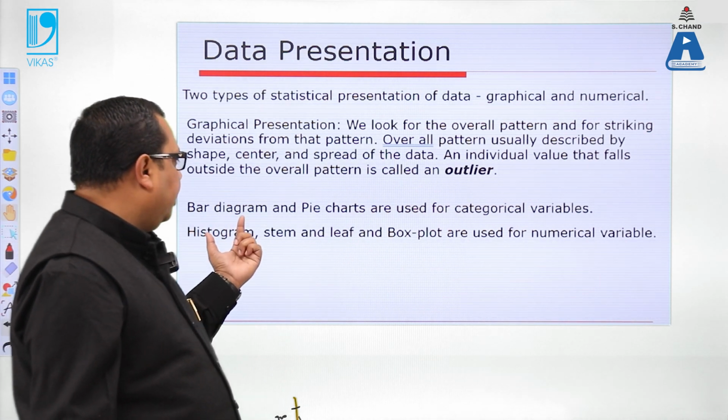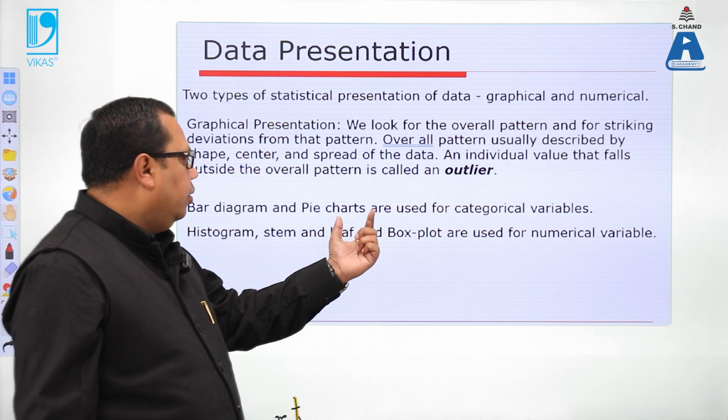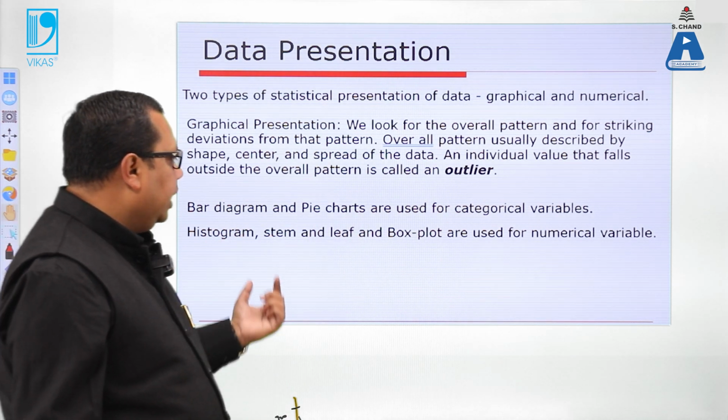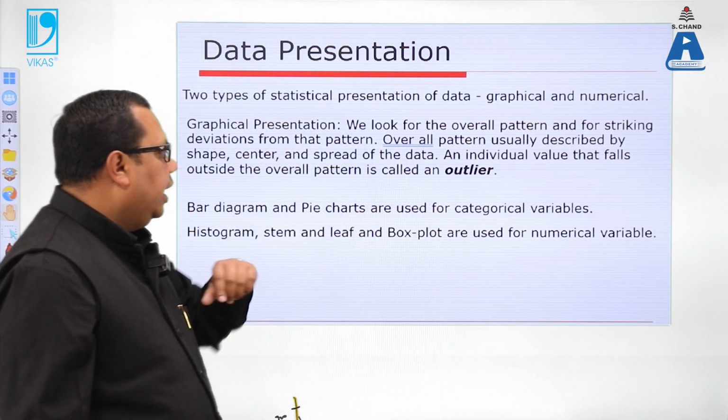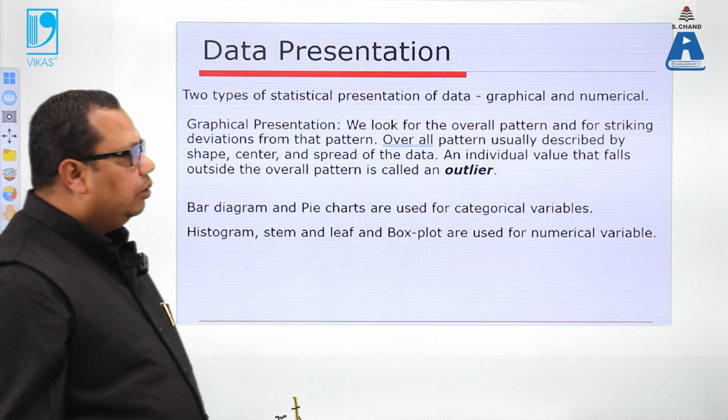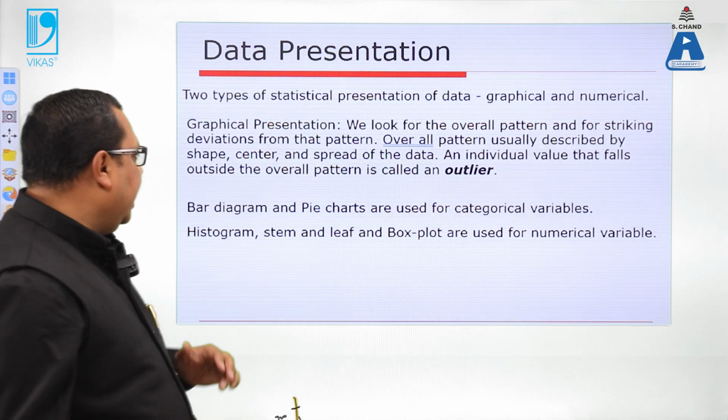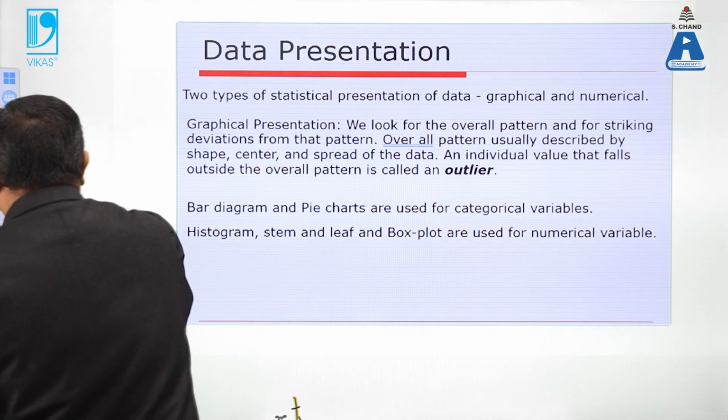This graph is called a bar graph. We can make a pie chart, a histogram, and a box plot and everything. So after calculating these values, we'll make the graph. Let's take an example and see how we do this.